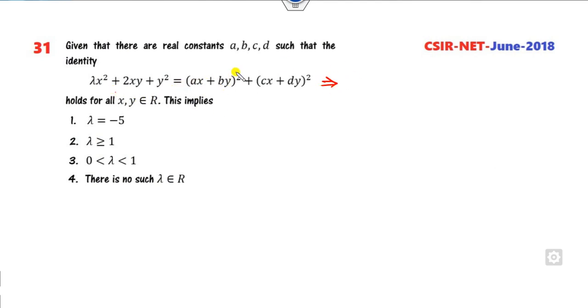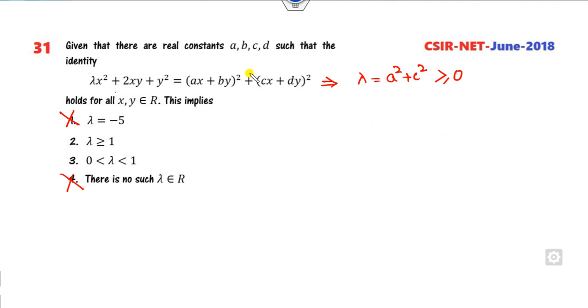Okay, you can compare the coefficients. This is a square plus c square, x square, so it is greater than or equal to 0. This is cancelled, this is cancelled. Fine. Now how is it greater than or equal to 0?